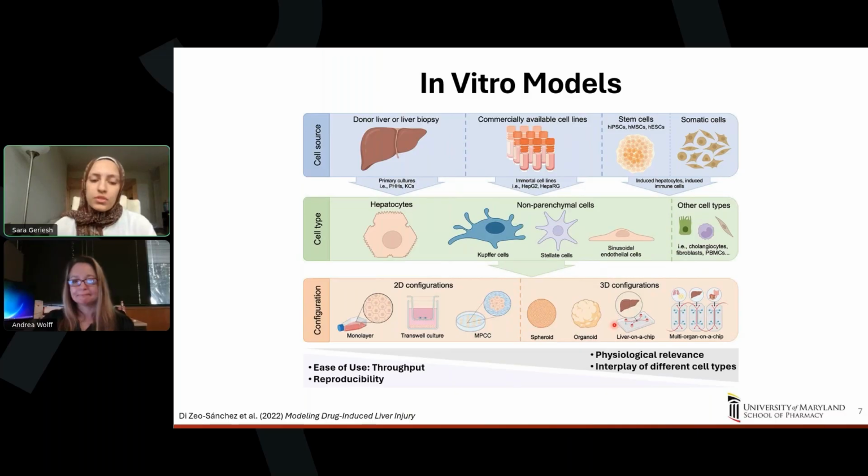If we move from the 2D configuration to 3D configuration, there is an increase in physiological relevance. Also, having co-cultures of different types of cells allows cell interactions, which can help us see things that we can't see in regular monocultures. However, there are also some difficulties as we increase the complexity. It could be a little bit difficult in handling, or sometimes it lowers the throughput as well.